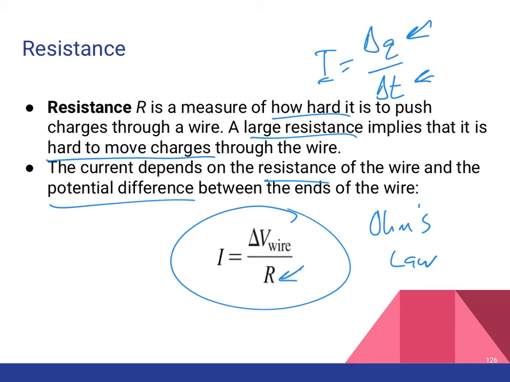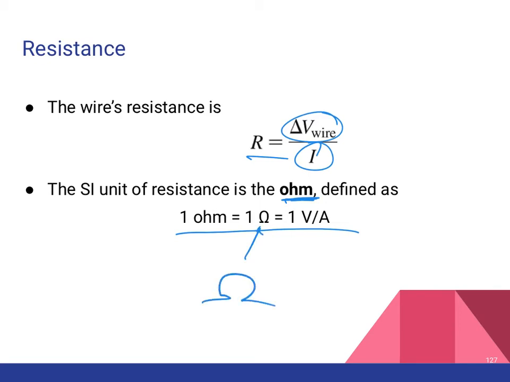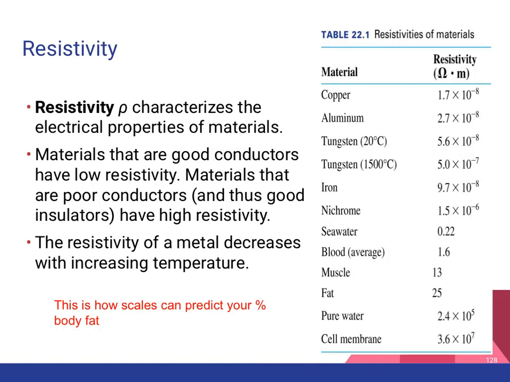So let's take a closer look at what the resistance of the wire is. The wire's resistance is the voltage divided by the current, and the unit for resistance is measured in ohms. 1 ohm is 1 volt per amp, and we use the Greek letter capital omega to talk about ohms. Again, if you've ever done circuitry before, you've seen this and you're familiar with this. But resistance is made up of a couple factors.